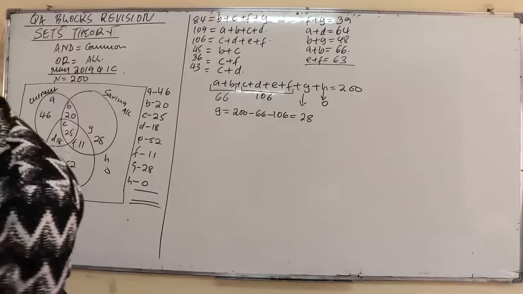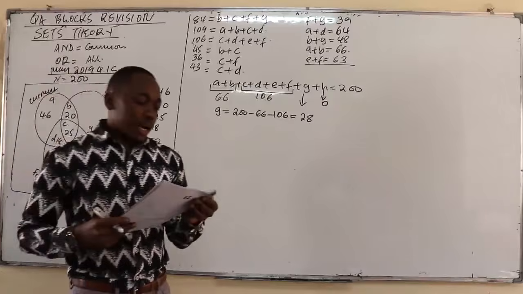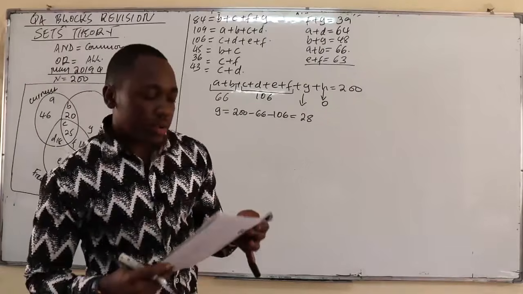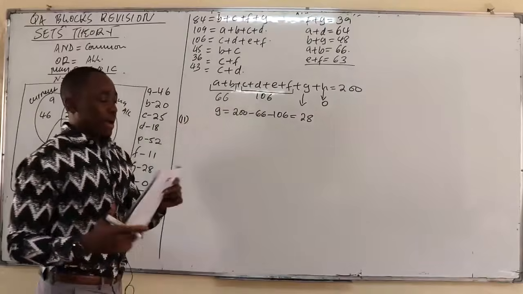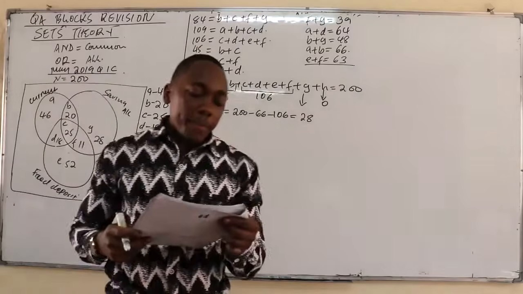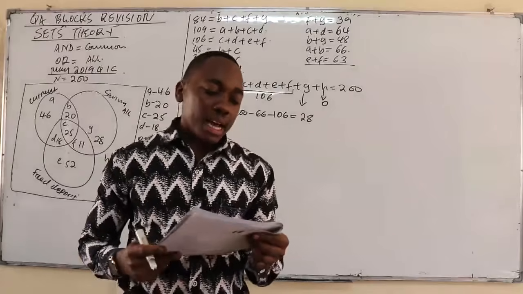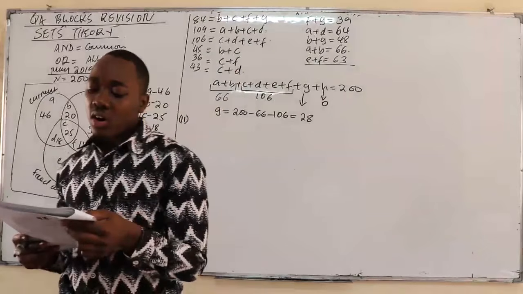So what was the required? Required number 1, present the above information in a Venn diagram. We already have that. Let's go to number 2. Probability that a customer selected at random operates all the 3 types of account. That's automatically C. And C, we had how many clients? 25. But in this case, the examiner wants the probability.